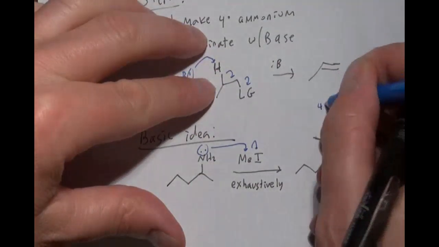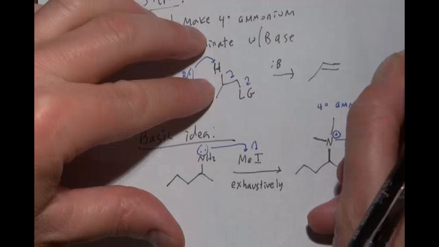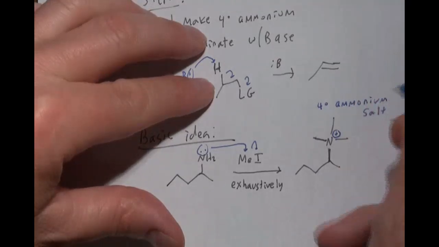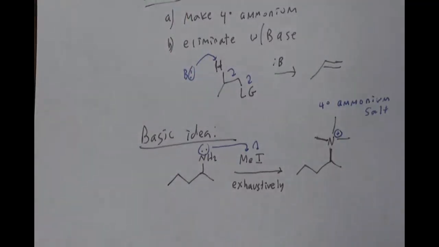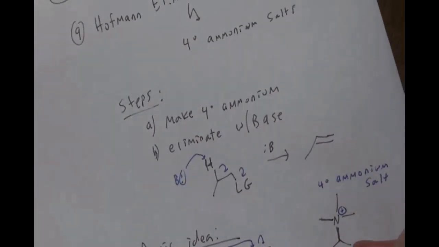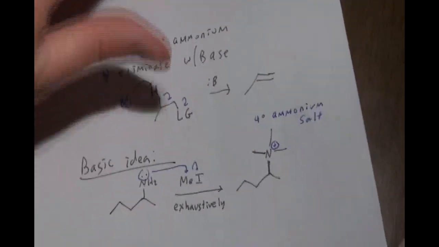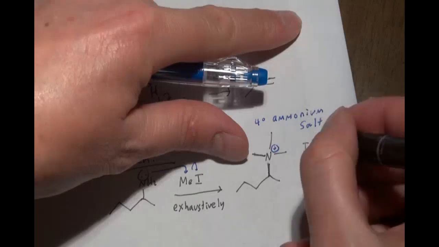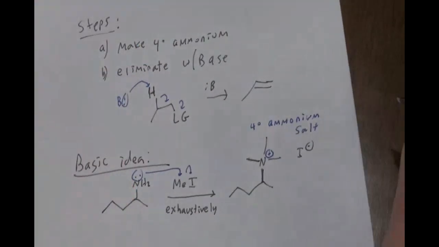Quaternary ammonium salt. Why is it called a salt? Well, because it's plus charge nitrogen, negative charge iodide. So it's a salt between a positively charged thing and a negatively charged thing. Okay.